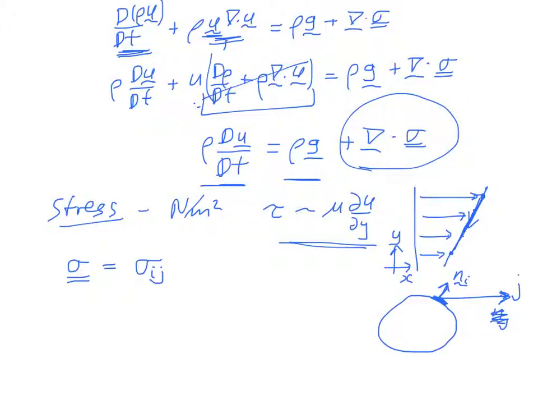So what this means is that you have a tensor which looks something like this, etc. So we have 9 components of this stress tensor. We have to figure out what it does.